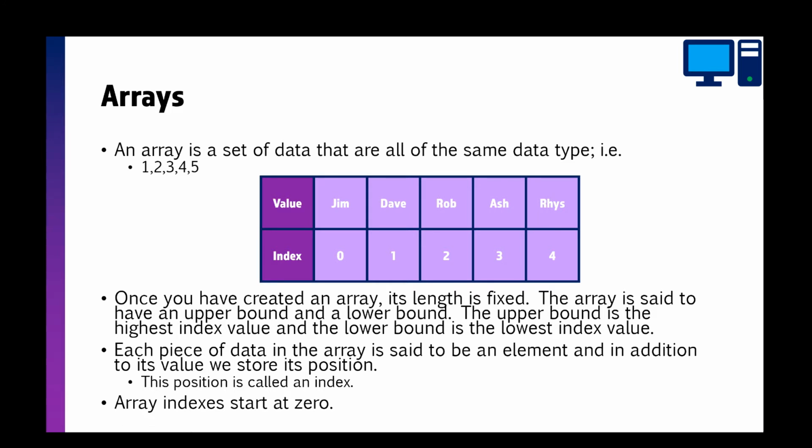Now, arrays start from zero. So the first thing in an array is technically the zeroth thing. And in my array here, it is Jim. The first index, so index of one, is Dave, index of two is Rob. So even though we've got five things, technically the index only goes up to four.